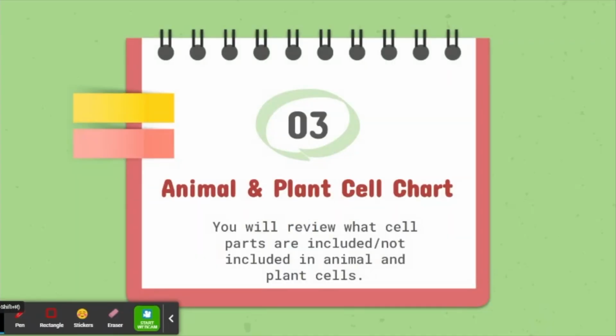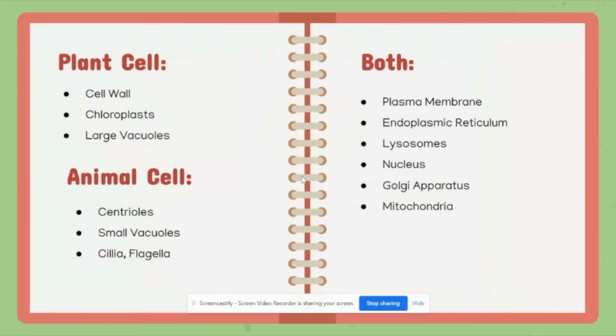In this part of the lesson, you will learn and review what cell parts are included or not included in animal and plant cells. So now we go look at a comparison between both plant cells and animal cells. In plant cells, there's a cell wall, chloroplast, and large vacuoles. But in animal cells, there are centrioles, small vacuoles, and cilia and flagella, which make them move. In both of the cells, there are plasma membrane, endoplasmic reticulum, lysosomes, nucleus, Golgi apparatus, and mitochondria.